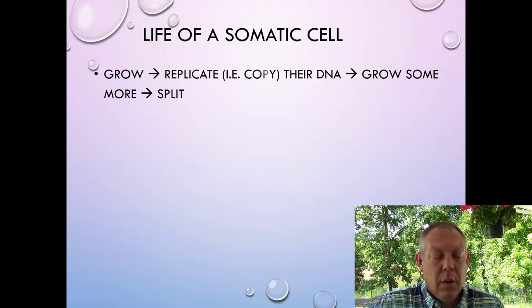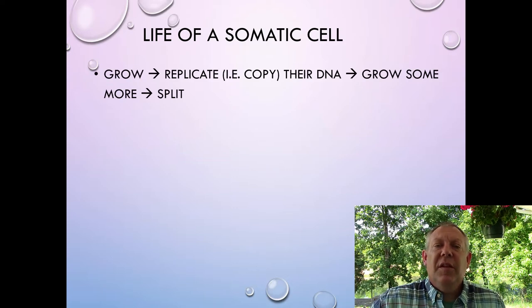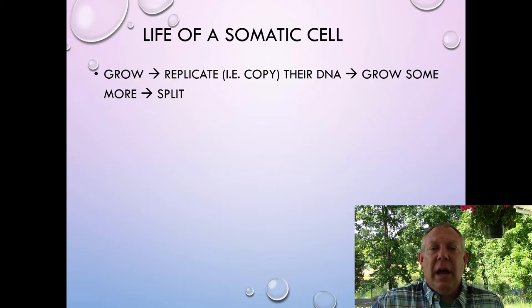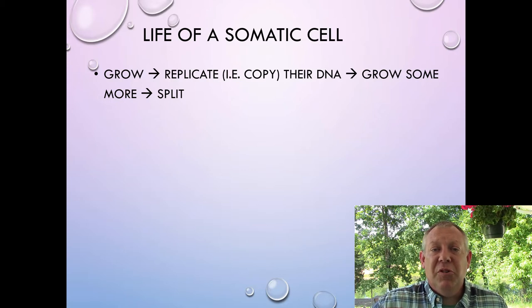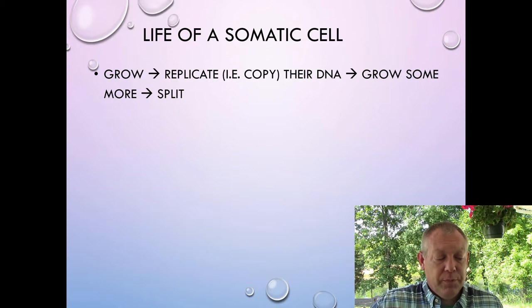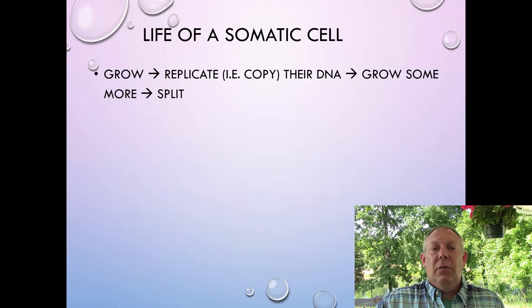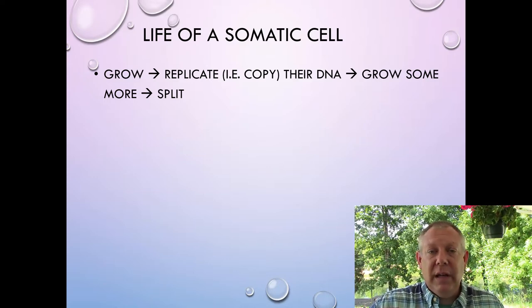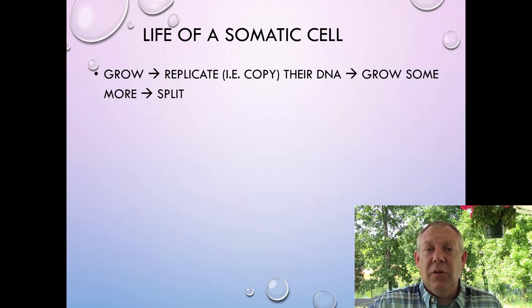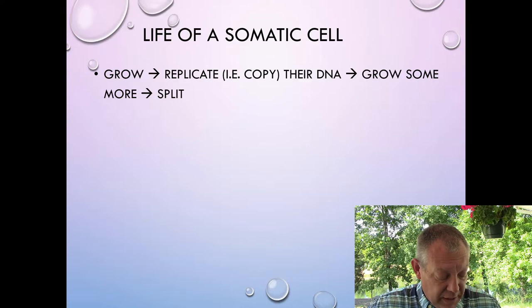Okay. In this lecture today, we're just going to be talking about mitosis, and so division of the somatic cells. A somatic cell normally will just grow and get larger. Then it will replicate its DNA, make copies of all the DNA. Then it's going to grow some more. And then it's going to divide into two identical cells.